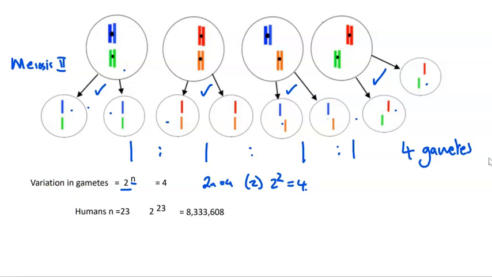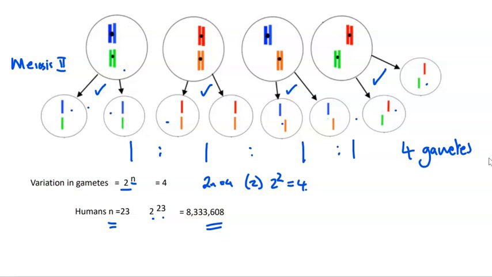Now in human beings, if we take an example, our haploid number is 23. So we have 2 to the power 23, which I'm reliably told is 8,333,608 different possible arrangements of the chromosomes in a sperm cell or an egg cell. There are 8.3 million different possible arrangements purely on the basis of meiosis, independent assortment of the chromosomes.